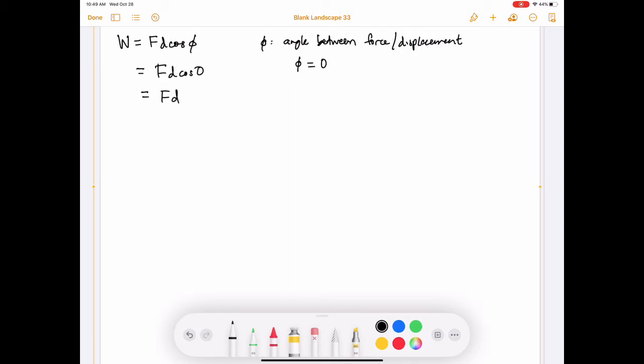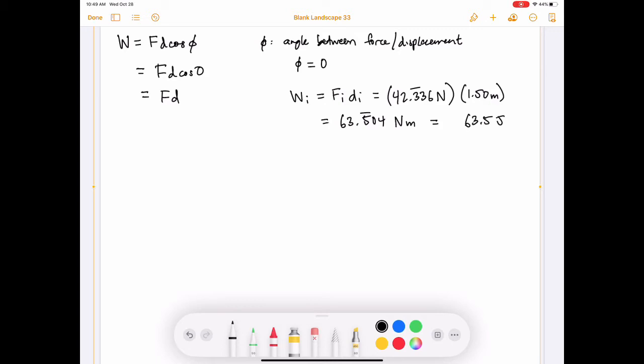So at the input side, the work would be the F value, the force at the input side, times the distance moved at the input side. So remember, Fi, as we calculated, was 42.336 newtons, and we'll keep 3 sig figs on that. The distance that piston moves is 1.5 meters. So this works out to 63.504 newtons times meters. A newton times a meter is a joule. So this is 63.5 joules when we round it.